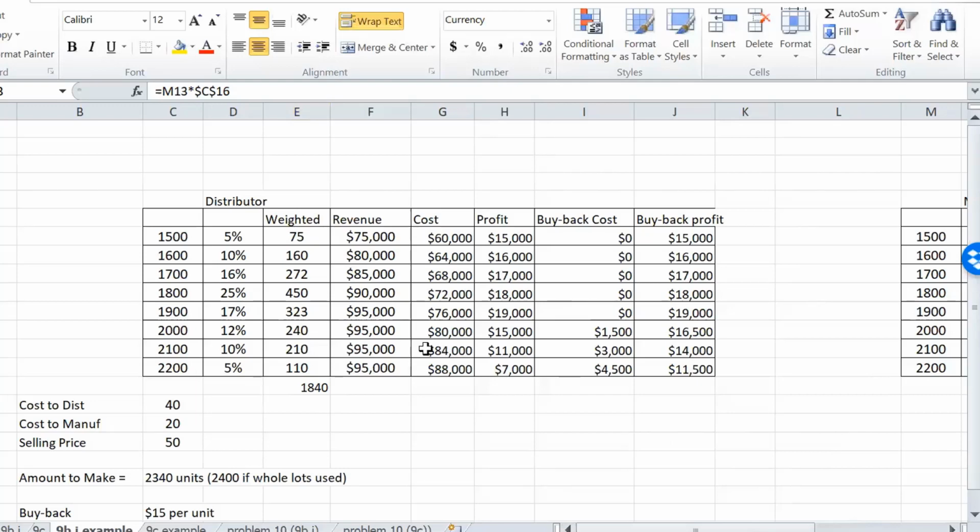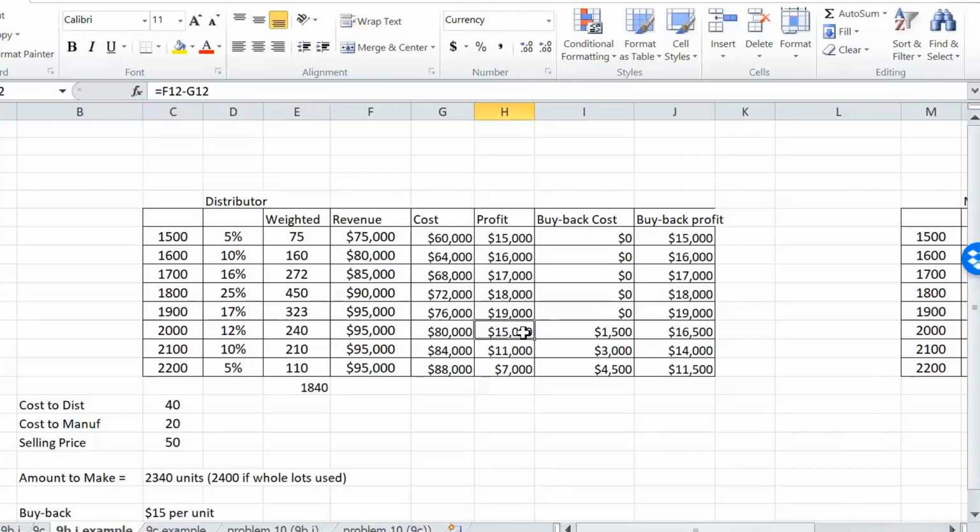Because in this example, if we go from 40 to 30, you would go 2,000 times 30. So the cost would go lower, so their profit will go up. Their profit will go up because the revenue will stay the same, because the selling price is the same, but the cost to the distributor will go down. So the profit will go up.